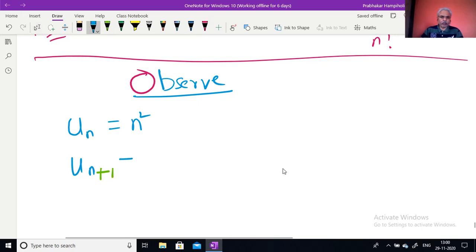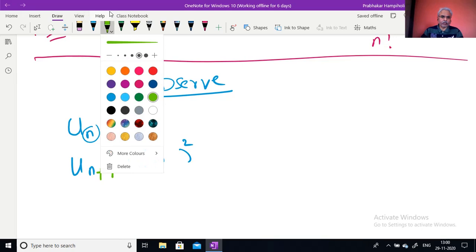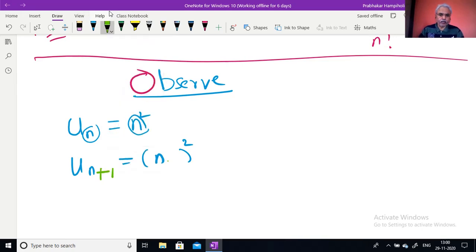Correspondingly, wherever n is there, n plus 1. If I go on writing, the corresponding change will be n plus 1. Similarly, if I write u n plus 2, wherever n is there, n plus 2, and so on and so forth.